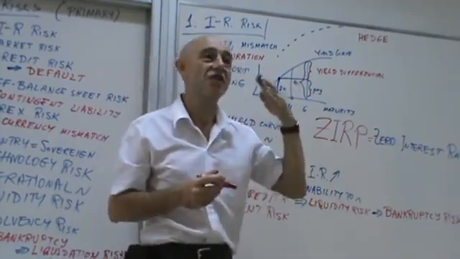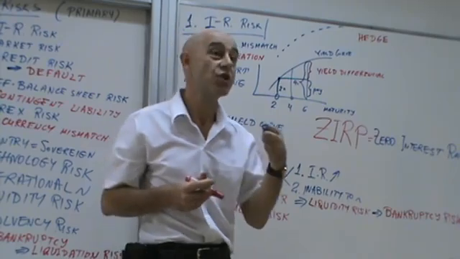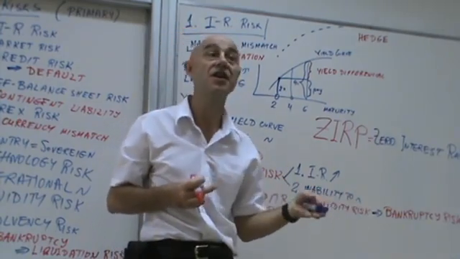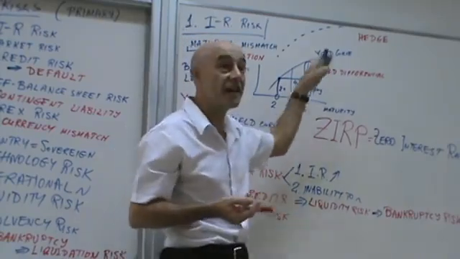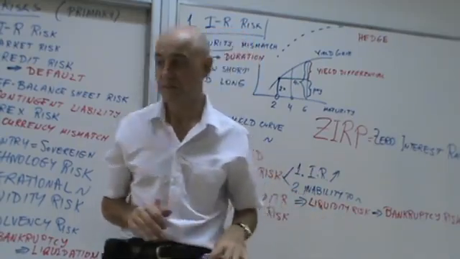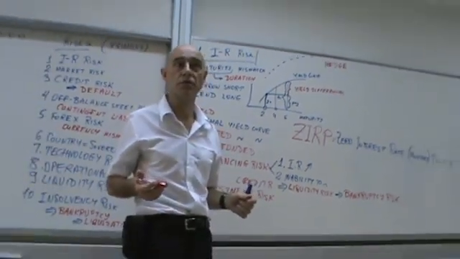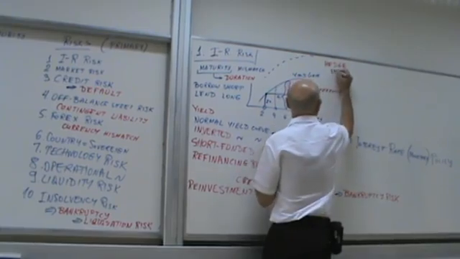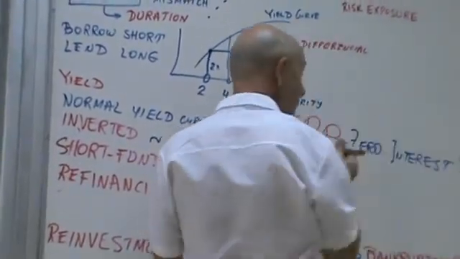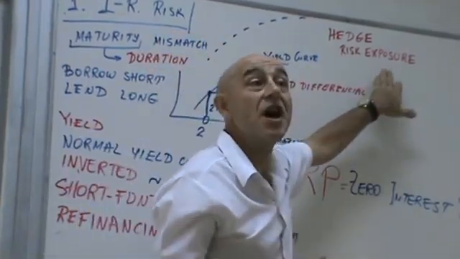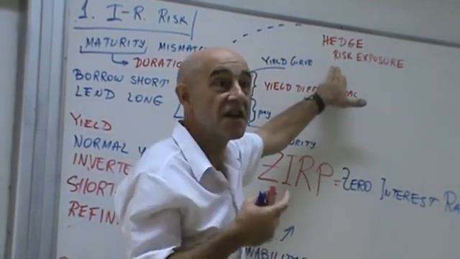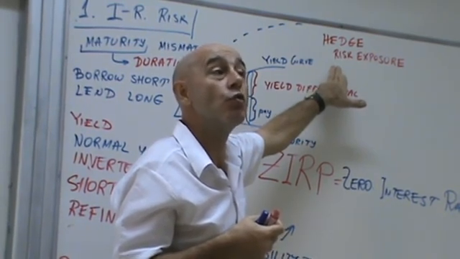Okay, hedge is a reduction in risk. To hedge means to lower risk. A hedge is a risk reduction. Okay? That's what hedging means. Hedging means to lower risk exposure. Exposure is the loss that may occur if the risk materializes. In other words, if things go wrong.